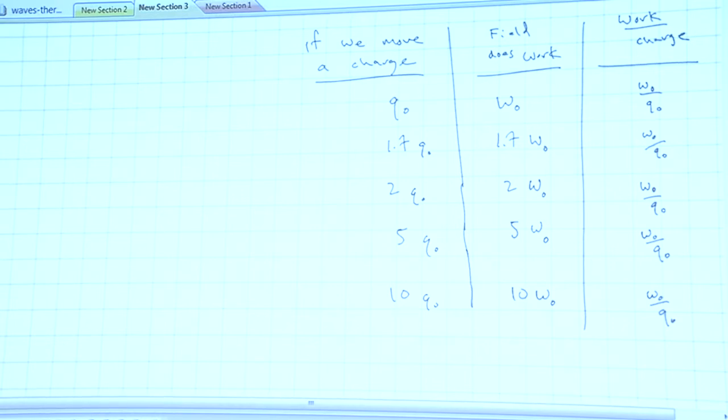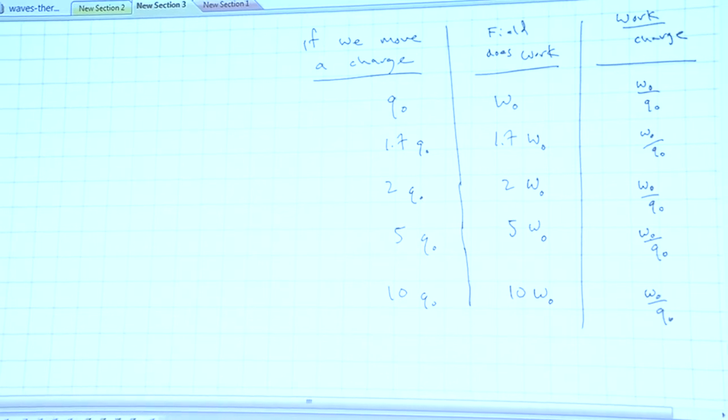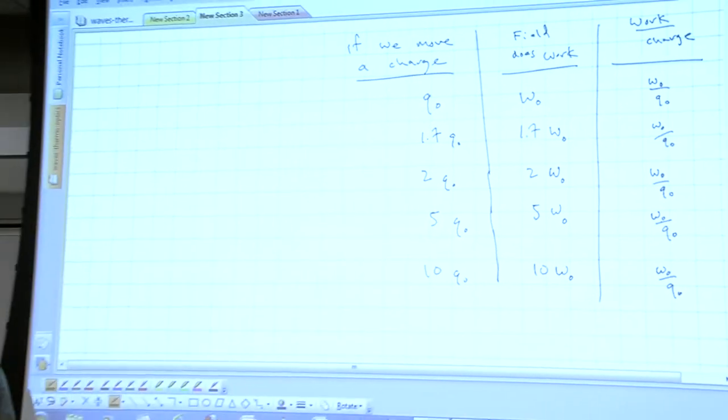They're all the same now. We've removed the dependence on the charge that we're moving around, and all this quantity that's left, work divided by charge, only depends on what's creating the field. And that hasn't changed. That only depends on the field. So this is going to be very useful.